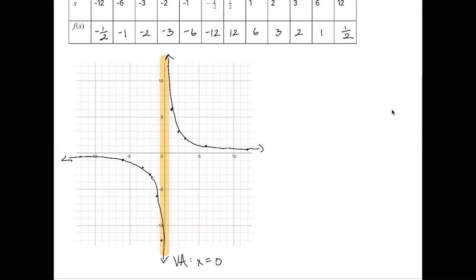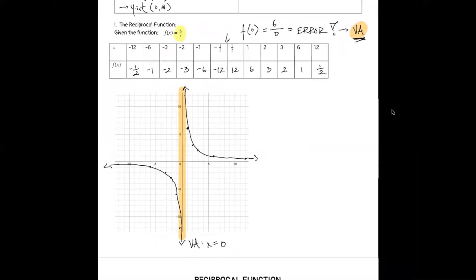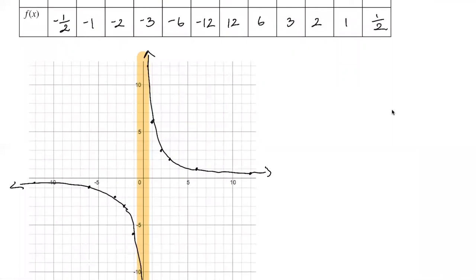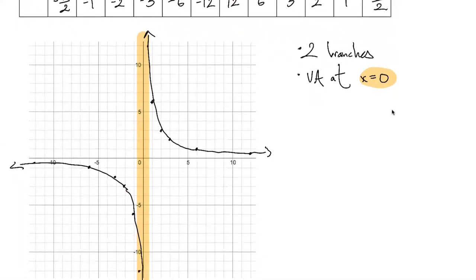Okay. And so what's special about this 6/x function, or the reciprocal function, is that it has a vertical asymptote and it has 2 branches. Okay, so let me write that in. We have 2 branches. So we don't connect the left branch to the right branch. We have a vertical asymptote at x equals 0, and that again is our orange. Okay. But there's actually one more feature about this graph that is important.